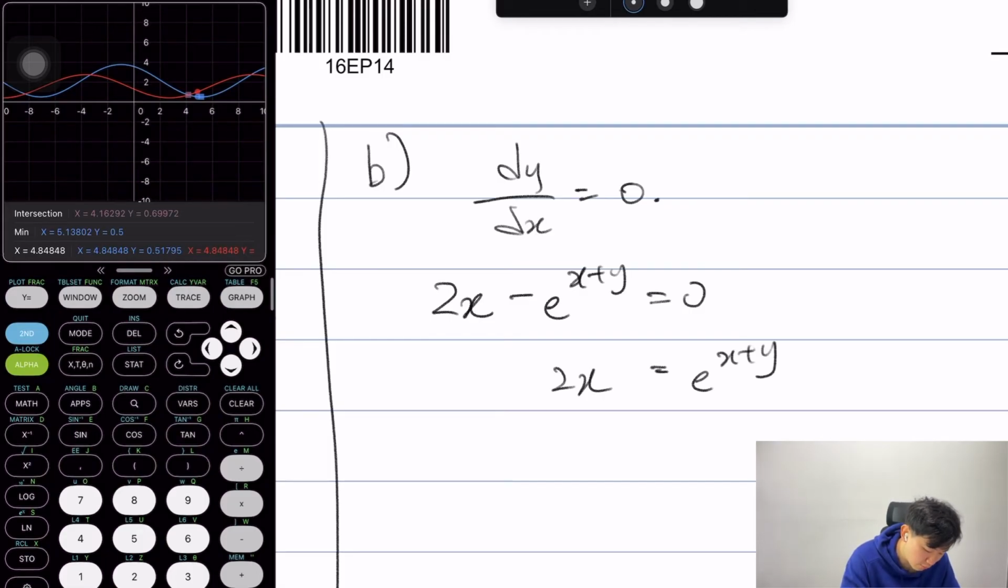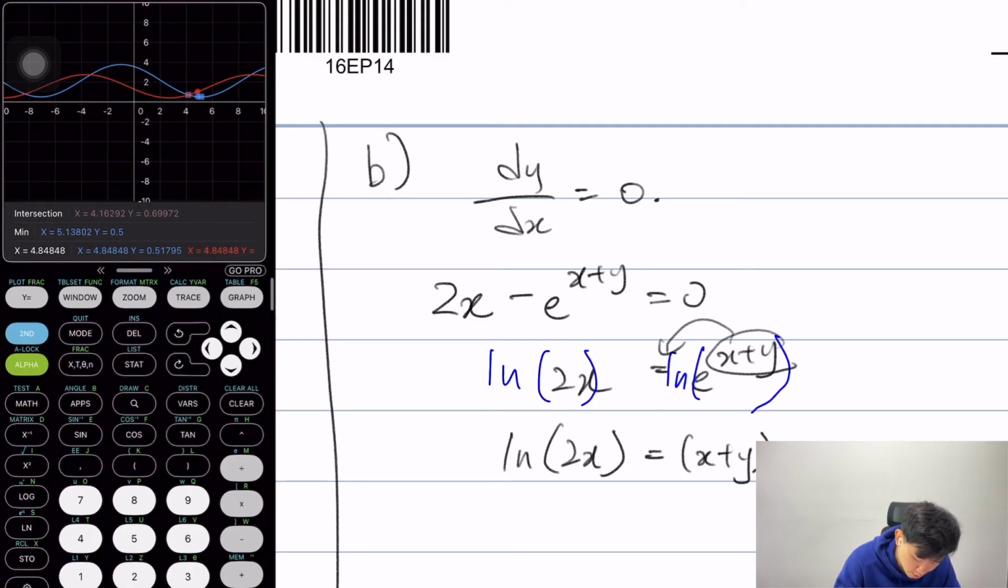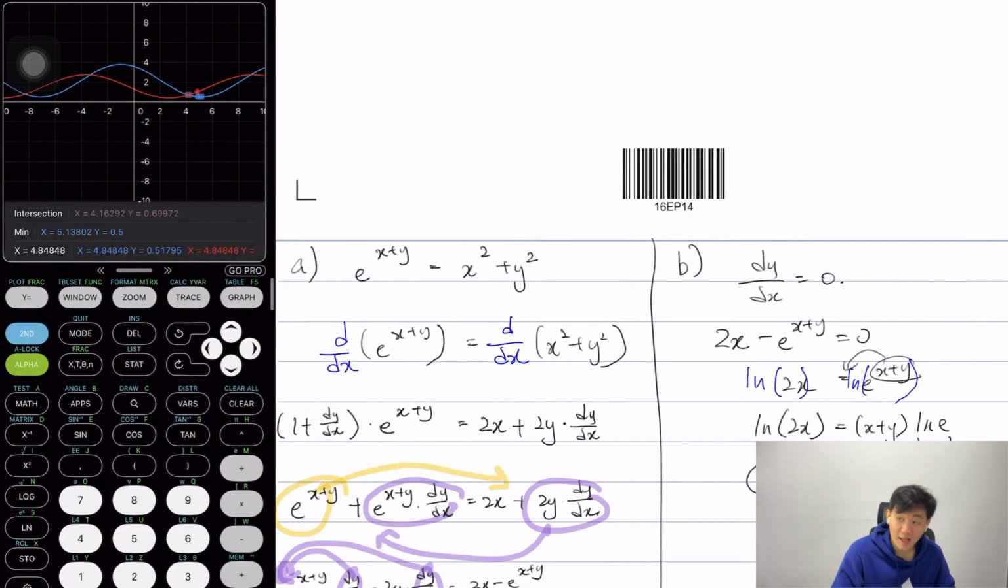We attempt to make y in terms of x. So take the natural log of both sides and bring the power down. We have natural log of 2x equals bracket x plus y times the natural log of e. The natural log of e is equal to 1, so we don't have to write anything. So y will be equal to the natural log of 2x minus x. Okay, this is what we want.